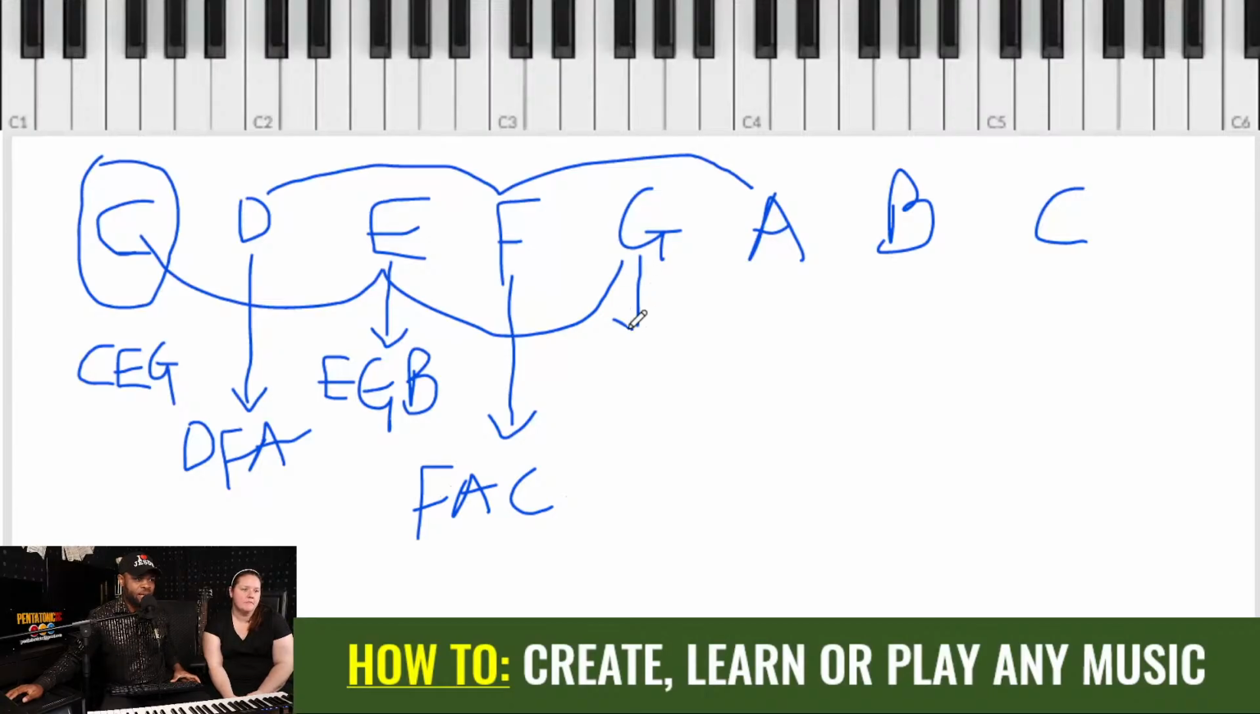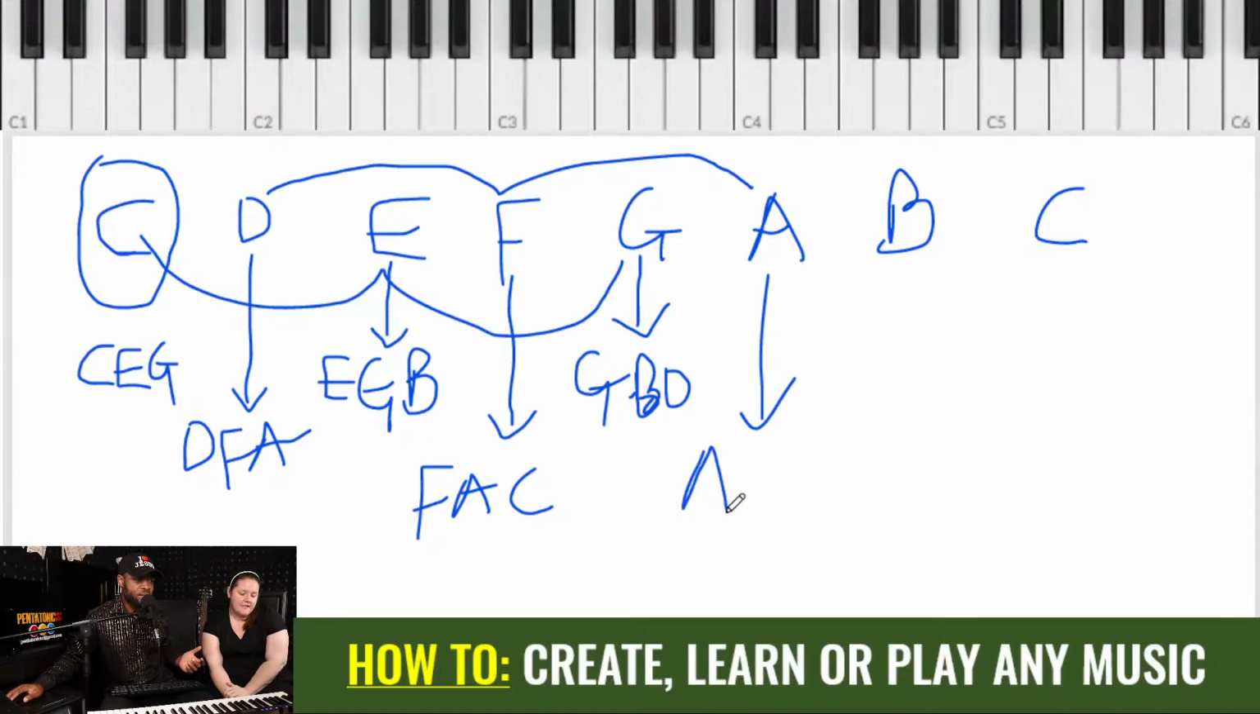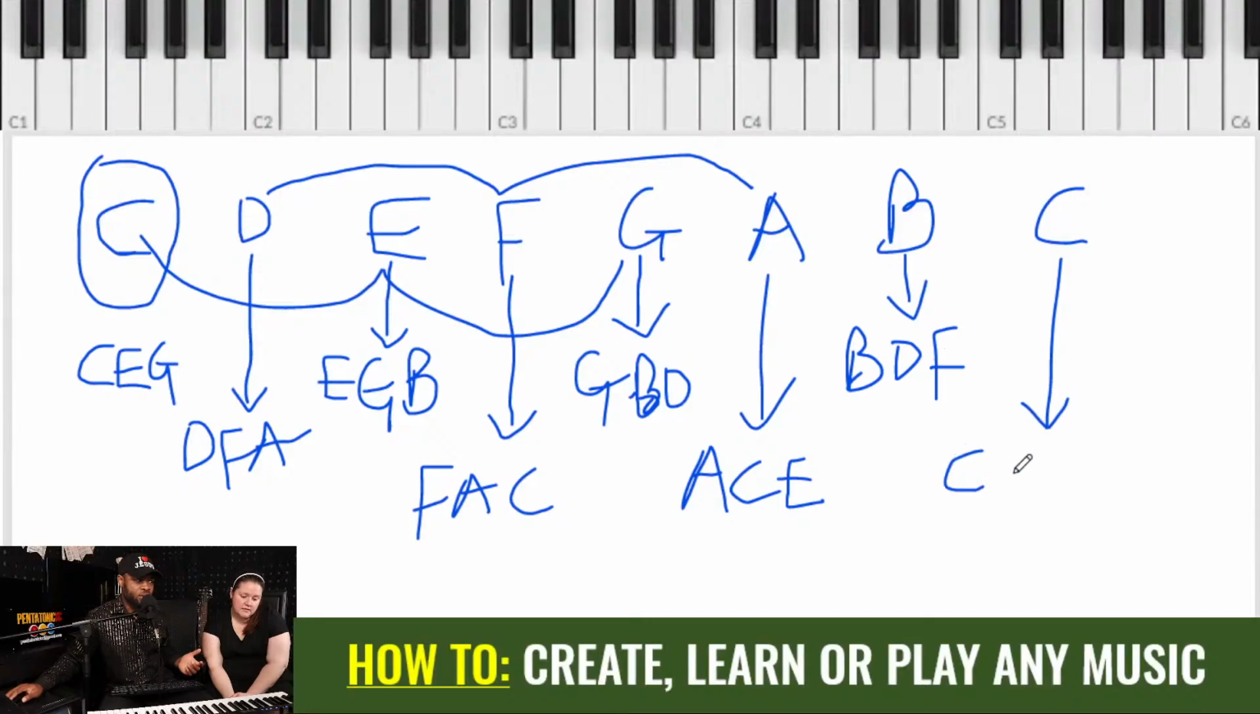So let's say, what's the next? G, B, D. Then the next? A, C, E. Then the next? B, D, F. Then the next? C, E, G. Back to C, E, G.